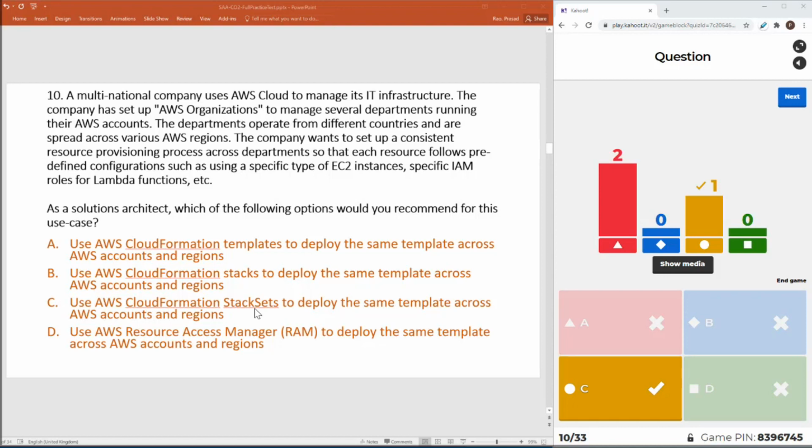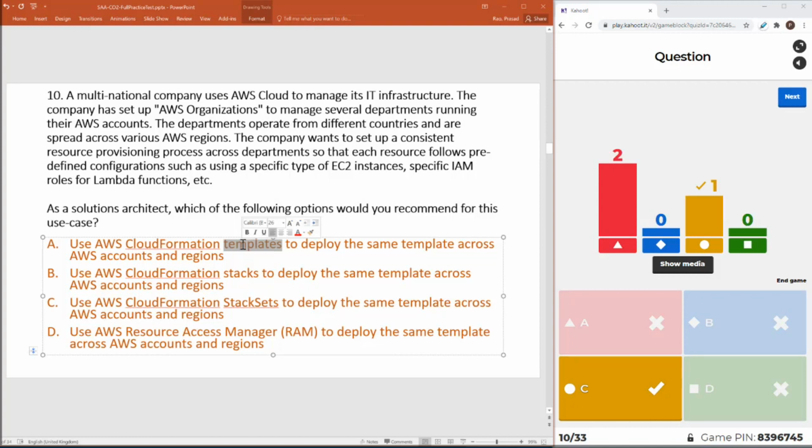But the question here says AWS Organizations managing their AWS accounts. When there is an AWS organization involved, that means there are multiple AWS accounts, spread across various regions. If you want to use templates to deploy CloudFormation resources across, let's say, 4 regions and 8 accounts, in total you will be running that template 32 times. Cool, that can be done.